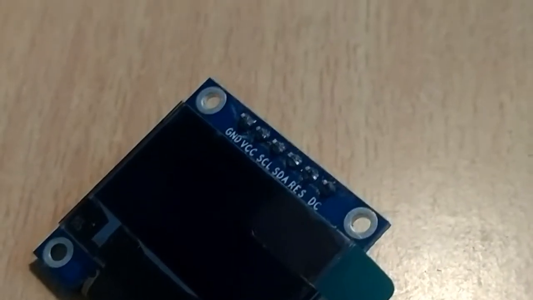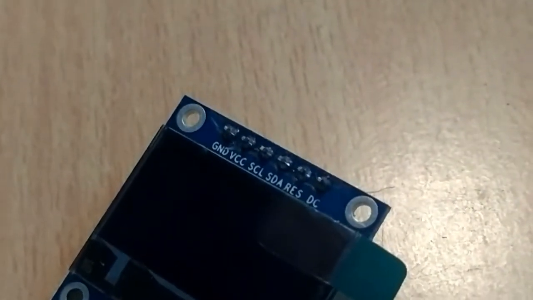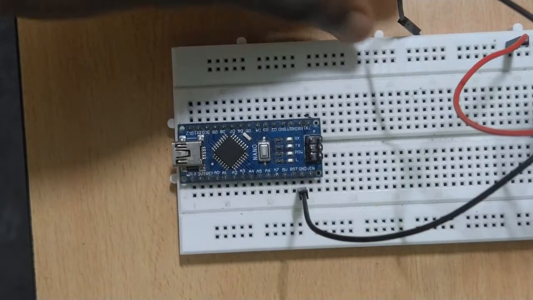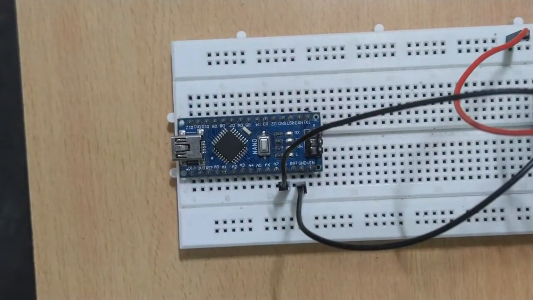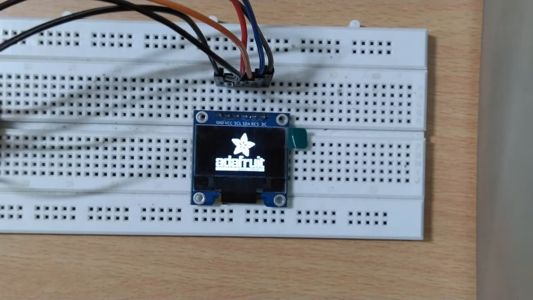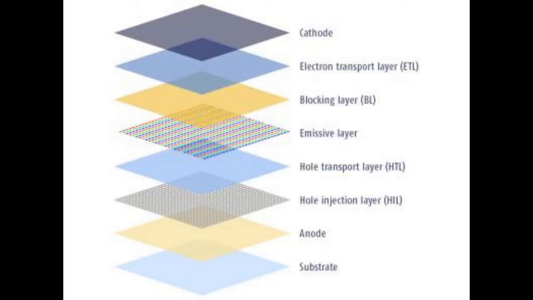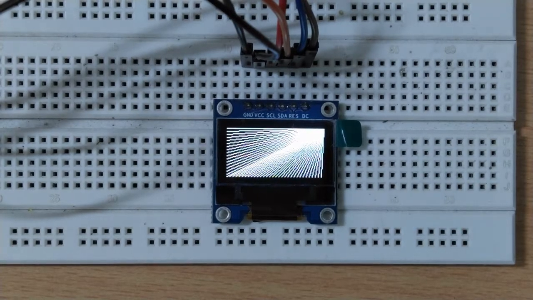This is a 128x64 OLED monochrome display. It is compatible with Arduino so that you can control it in order to display text, graphics or even images such as bitmaps. The biggest advantage of this display is its OLED technology and higher resolution.